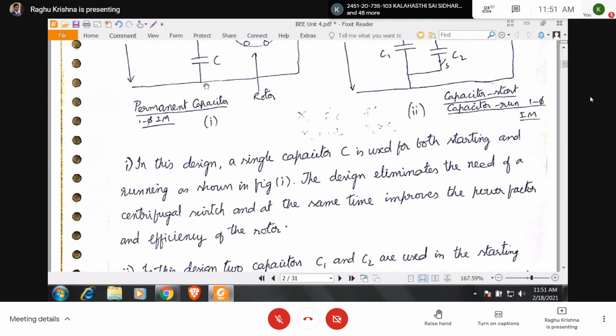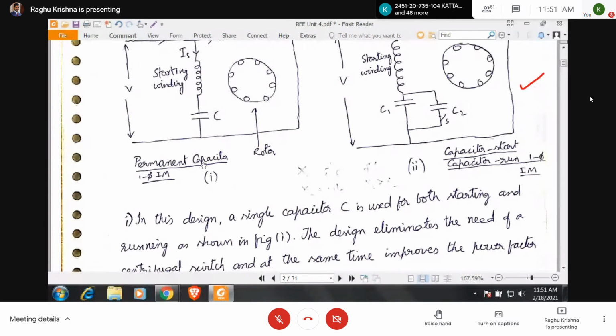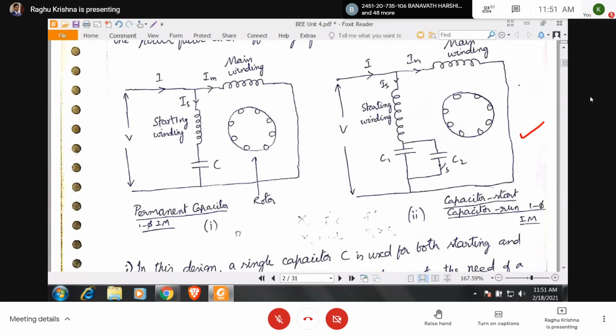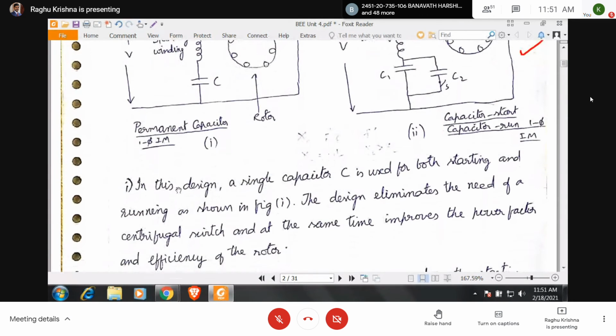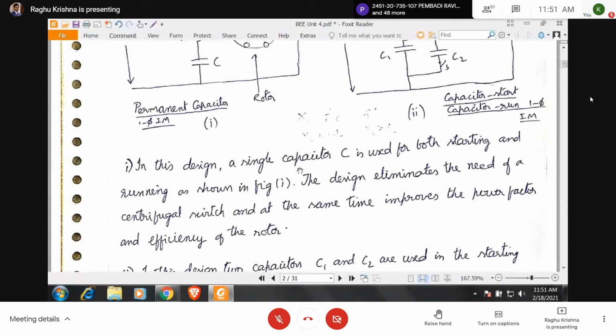If you take the first one, this first point is about the first diagram. That is the permanent capacitor single phase induction motor. In this design, a single capacitor C is used for both starting and running, as shown in figure 1. The design eliminates the need for a centrifugal switch.